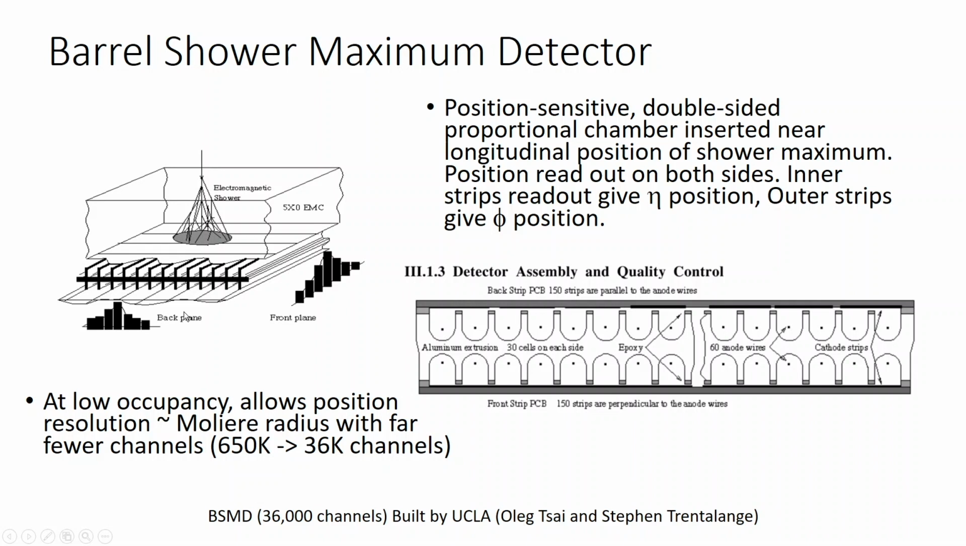If the occupation of the detector is low, a few percent of the towers, then this detector can give us precise information about the transverse shape of individual showers, for example, telling us if they are actually closely spaced gamma rays from high-energy neutral pions.